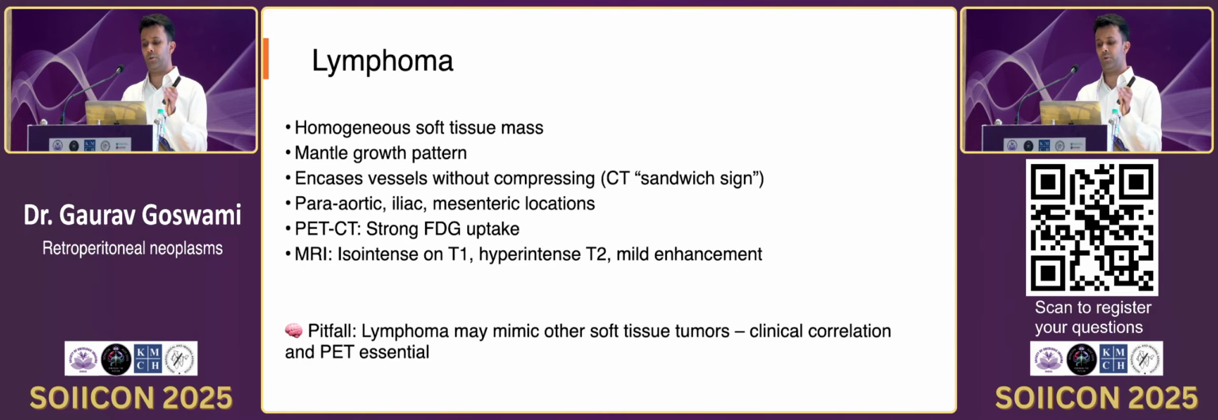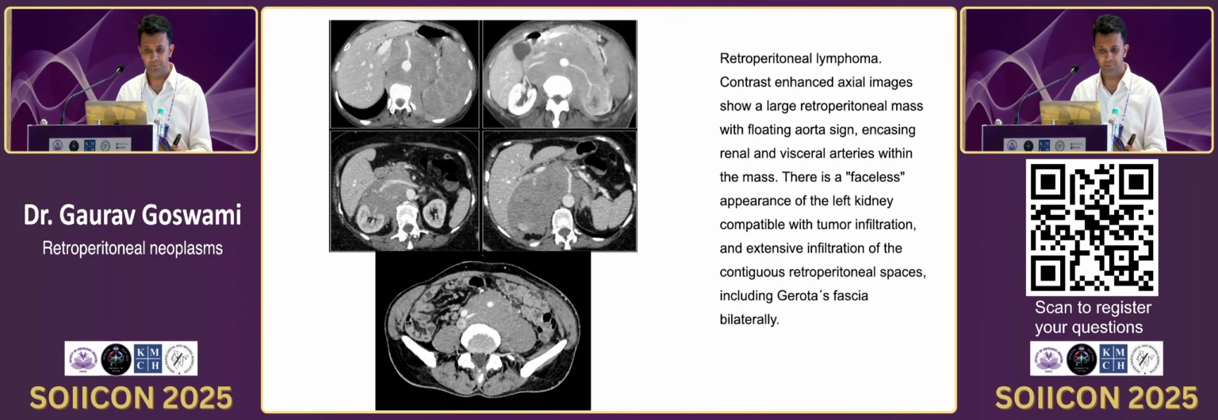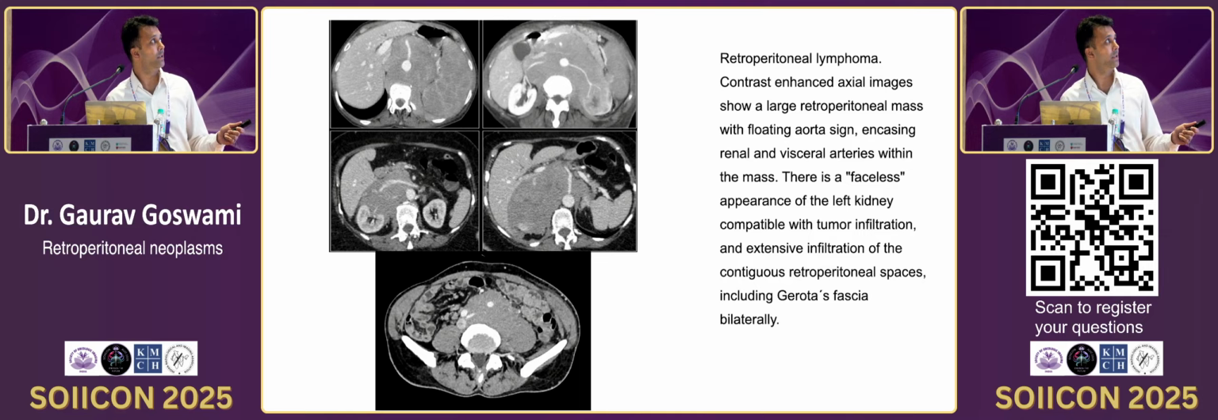Lymphoma may mimic other soft tissue tumors, but clinical correlation and PET is the gold standard investigation for it. You can classically see this vascular encasement and the splenic infiltration in this. This is classical vascular infiltration, and left renal solid organ infiltration is there. Here it is reaching up to the right renal hilum. Entirely right kidney is infiltrated here. Here in this case, the left psoas muscle is also involved.